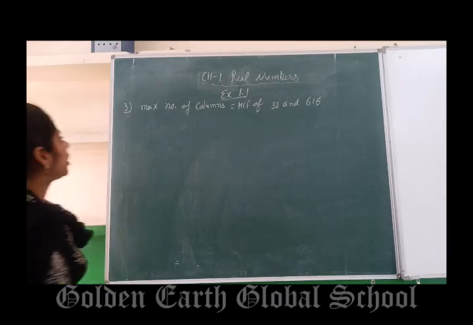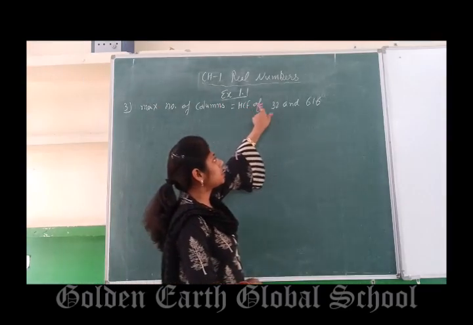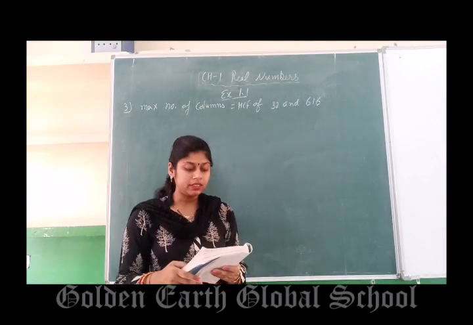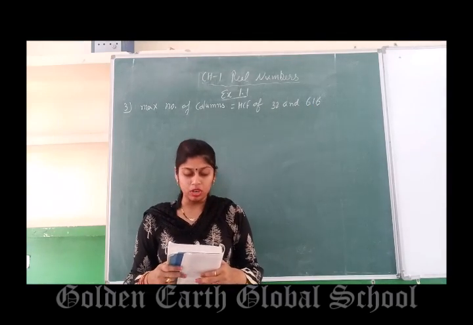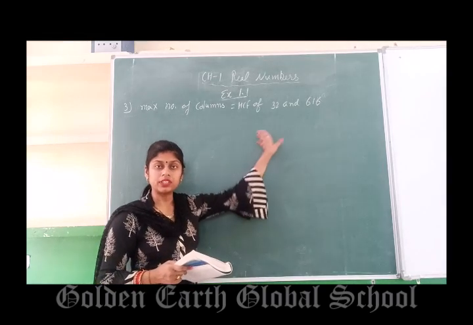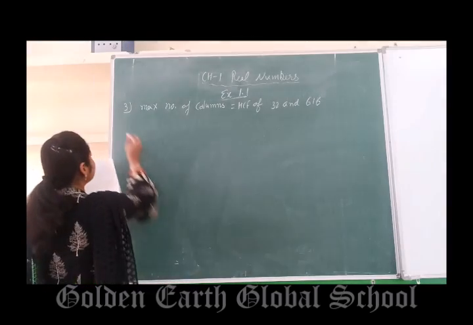Third question, we have to find the maximum number of columns. It will be equal to the HCF of 32 and 616. As we have done in question number 1, for the HCF of two numbers, you have to proceed the same way. Solve it by yourself. Find the HCF of these two numbers. Next, question number 4.